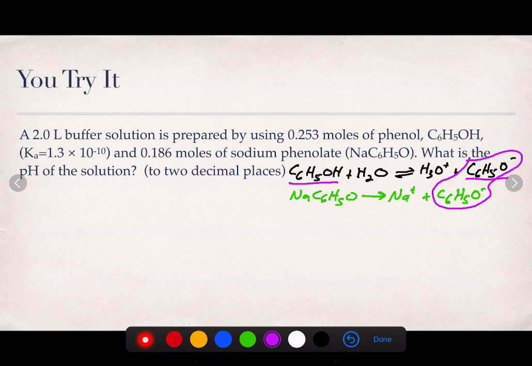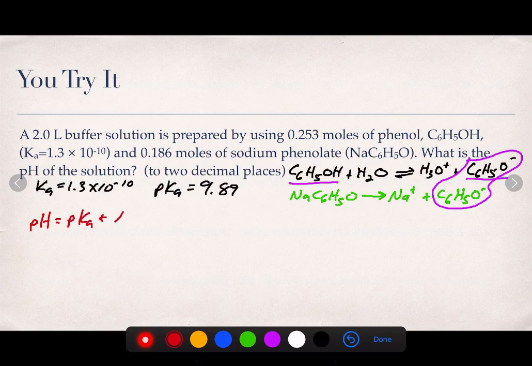We were given a Ka for that acid, and so our Ka is equal to 1.3 times 10 to the minus 10. When we are doing our Henderson-Hasselbalch equation, we will need the pKa, and so the pKa is going to be the negative log of that, and so the pKa turns out to be 9.89. So let's go ahead and set up our Henderson-Hasselbalch equation. So we have pH is equal to pKa plus the log.